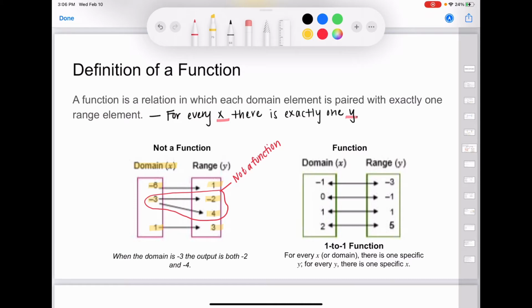In order for a relation to be a function, every x has to pair to exactly one y. And so here we have an example of a function. -1 pairs to -3, 0 pairs to -1, 1 pairs to 1, and 2 pairs to 5. So as you can see, each value of x pairs to exactly one y.